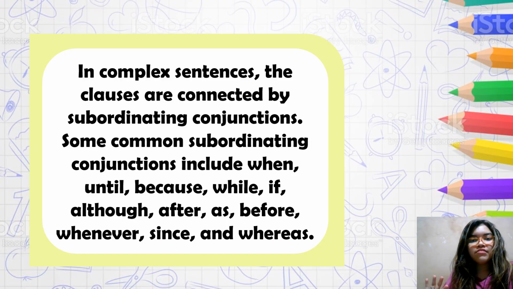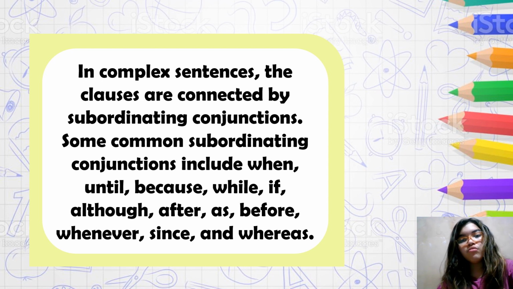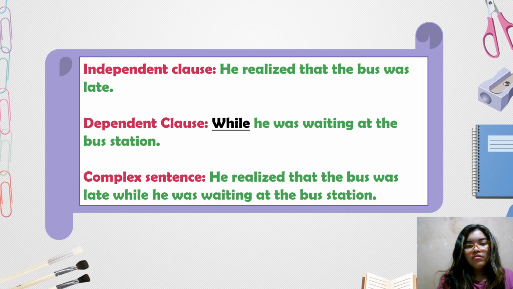In complex sentences, the clauses are connected by subordinating conjunctions. Some common subordinating conjunctions include when, until, because, while, if, although, after, as, before, whenever, since, and whereas. An independent clause is joined with one or more dependent clauses by a subordinating conjunction to form a complex sentence.